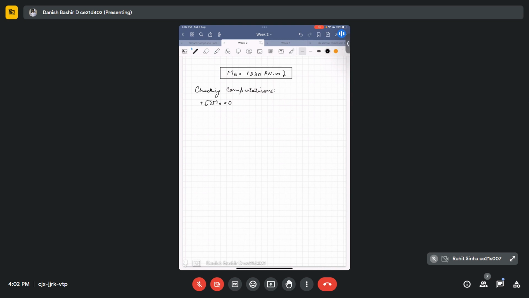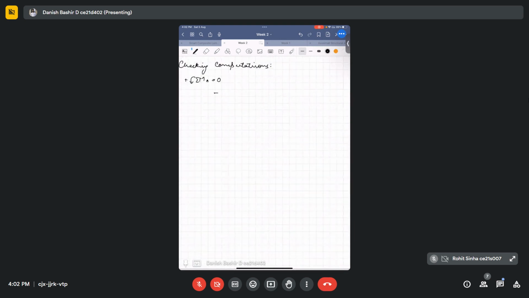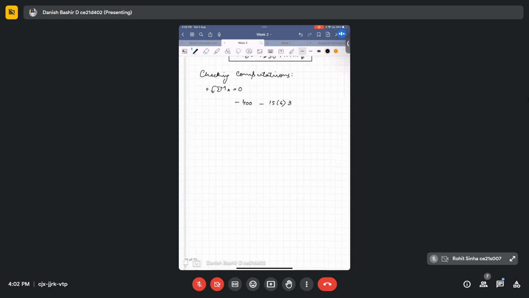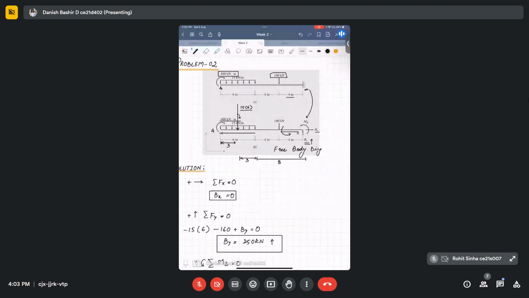When you write all the moments at that point, first we have a clockwise 400, so it will be negative 400. From the others we will have minus 15, first converted to an equivalent load, minus 15 multiplied by 6, and it is at a distance of 3 from side A. And 160 is at a distance of 4 plus 3, that is 7, and because Bx is equal to 0, By is at a distance of 4, 6 plus 4, 10 plus 4, 14.